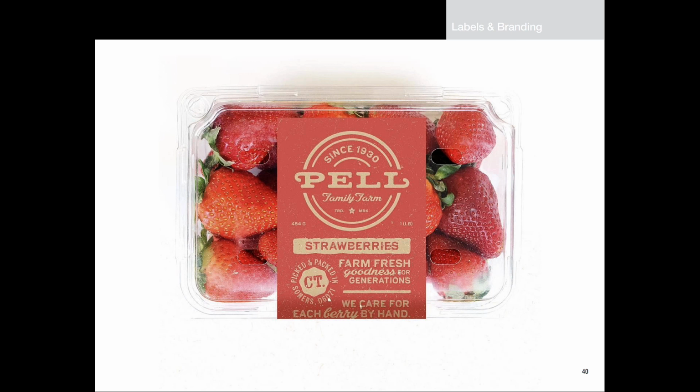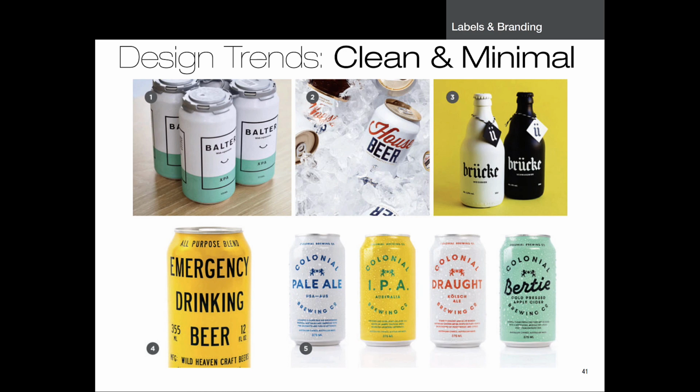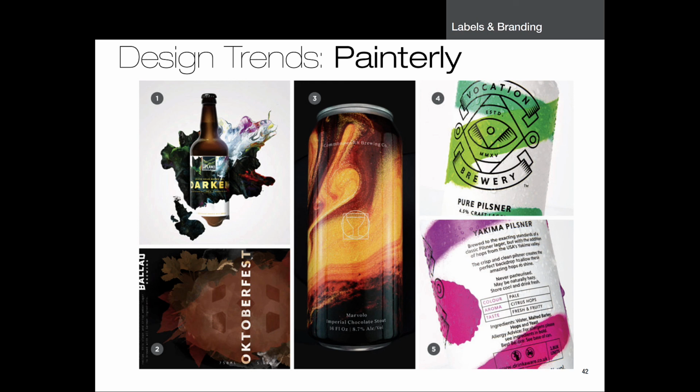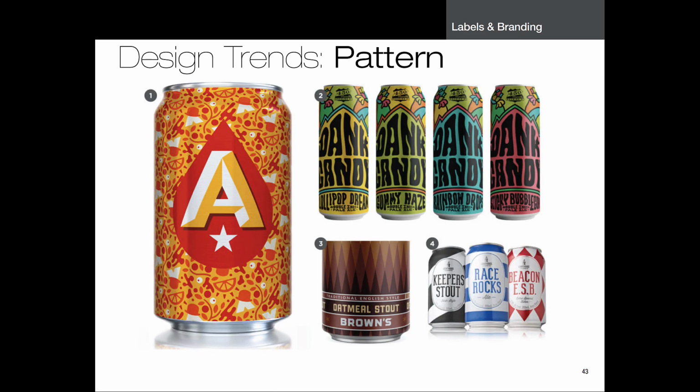Here's, again, a type design done in a more vintage or retro style. Clean and minimal is also a real big trend in label design these days. So here you can see some very clean, simple typography. Painterly backgrounds also are huge right now. So you might see that in a lot of packaging and especially in the beverage market, a lot of that kind of painterly technique or texture.